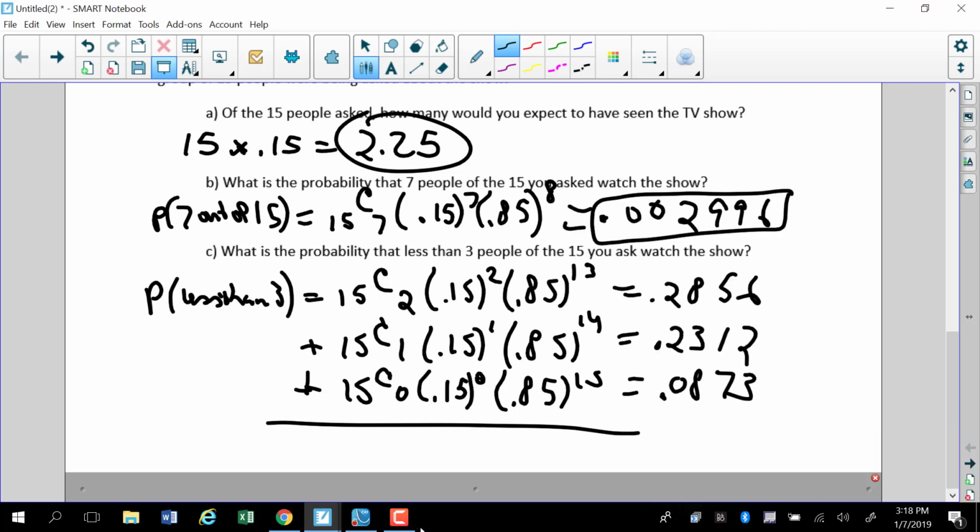Okay, so if you want to put these in your calculator and get the decimal answers, here's what you have. And just to make it clear, if you asked 15 people, the probability that 7 out of those 15 have watched The Walking Dead would be 0.0029 or like 0.3%. It's really small. 28% of the time, you would have 2 out of 15 watch the show, and 23% of the time you'd get 1 out of 15 people to say that they actually watched the show.